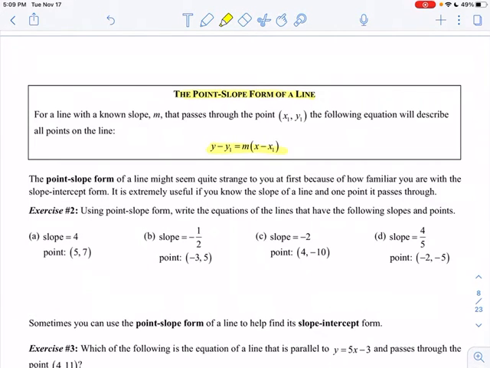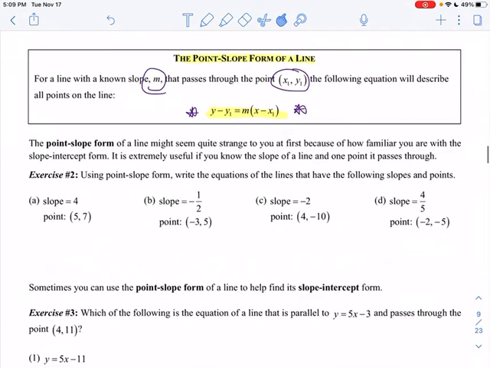If I have a point and I have a slope, it's going to be y minus y1 equals m parentheses x minus x1. So again, you need a point. My point is x1, y1, and I need a slope. And this is what we use more in geometry than y equals mx plus b. So let me show you how easy it actually is to use.